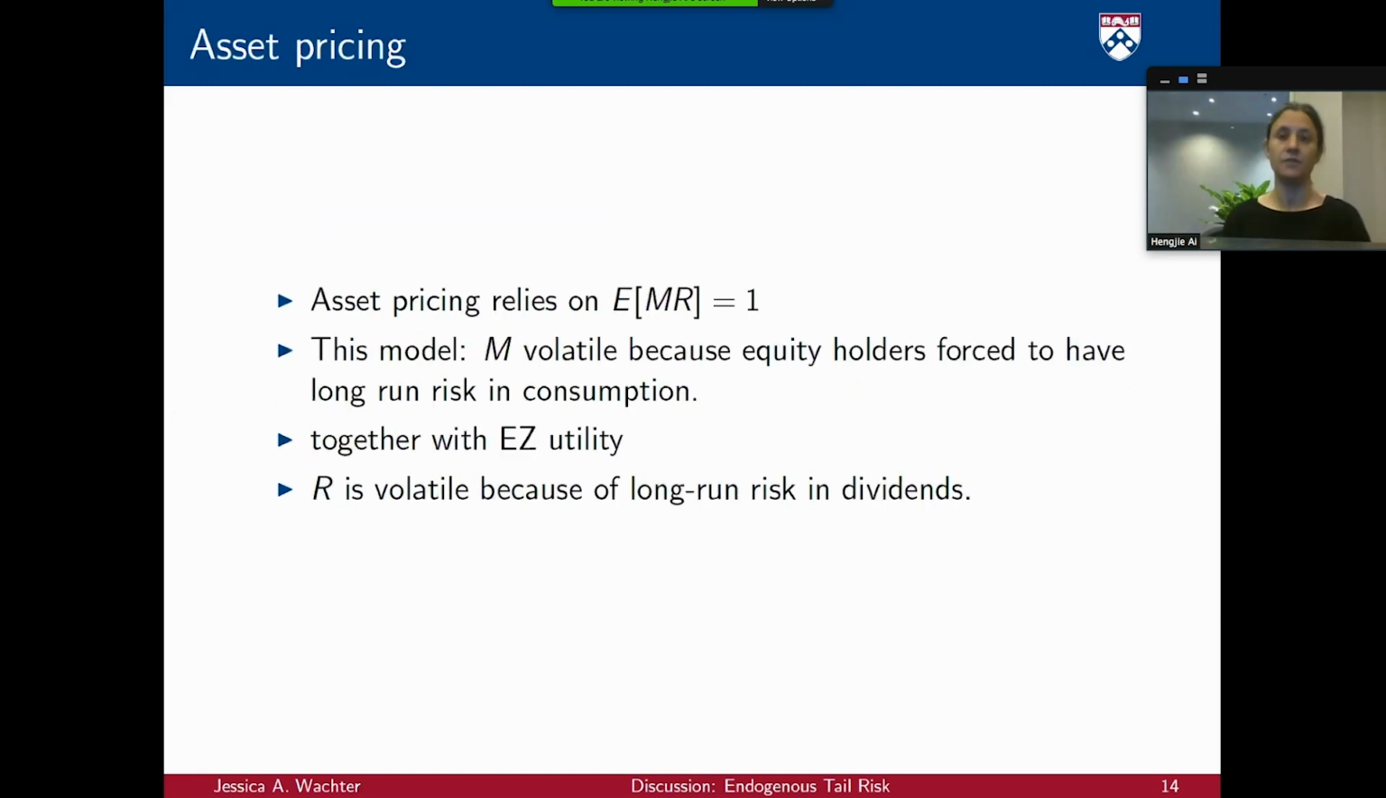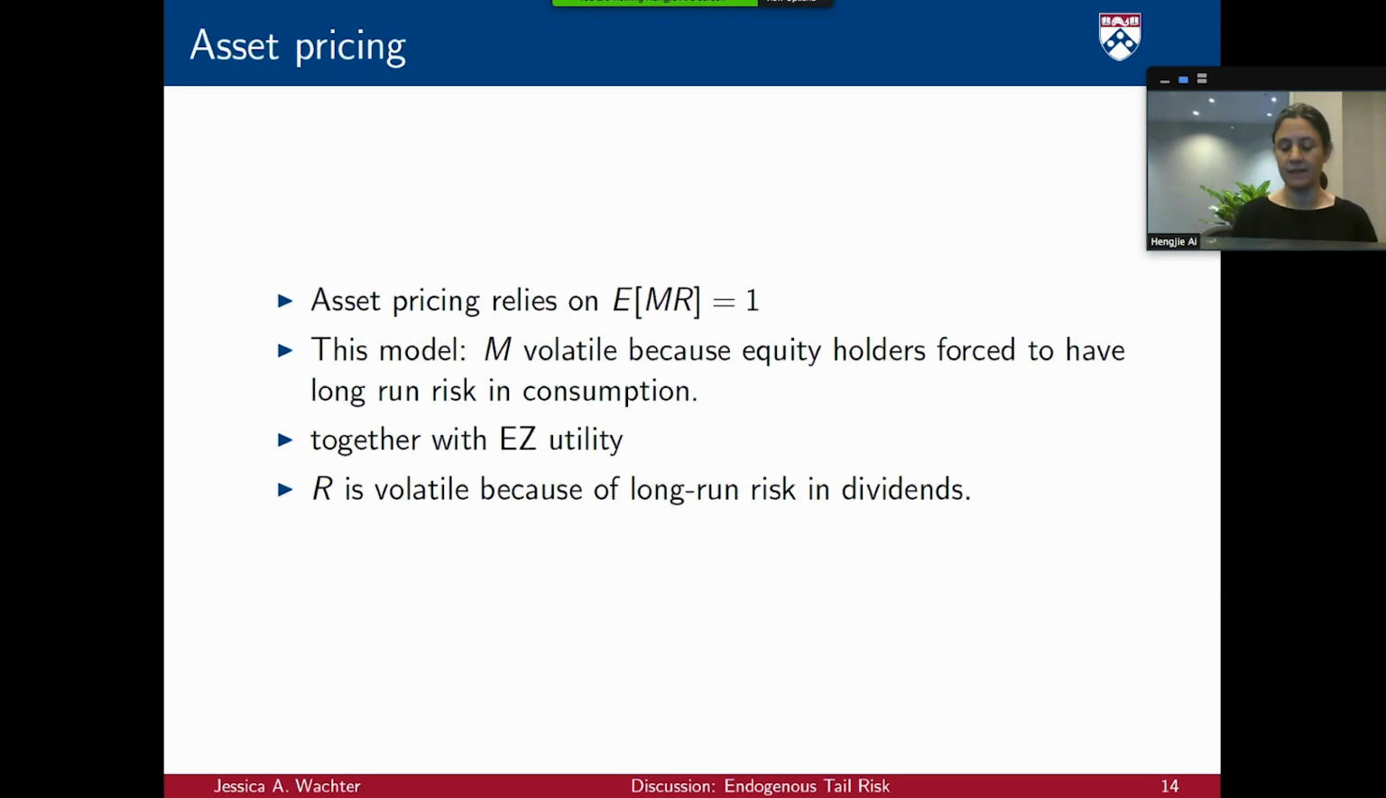Okay, now on to asset pricing. Asset pricing always relies on the Euler equation. In this model, the Euler equation becomes volatile because equity holders are forced to have long-run risk in consumption, together with Epstein-Zin utility. And you can say that R is volatile in part because of this. I'm simplifying here, but also because of long-run risk in dividends.